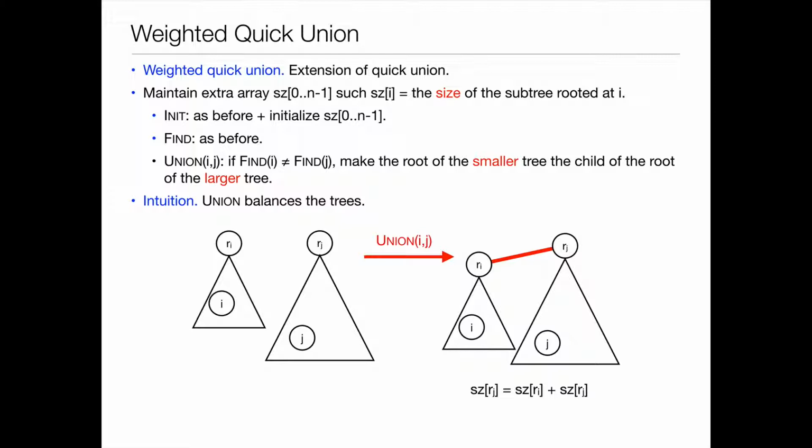So this of course affects the sizes of the subtree, namely the size of this node here. So we also update the size array to say that the size of this node here is now the number of elements in this subtree plus the number of elements of the smaller tree. And the intuition here is that if we use this strategy, always taking the smaller tree and making it the child of the root of the larger tree, then we roughly balance the trees, producing trees of low depth.